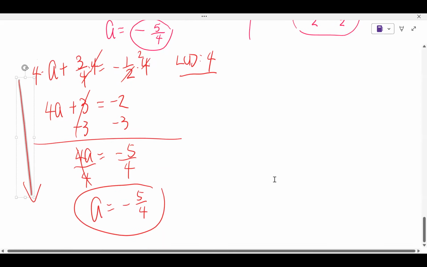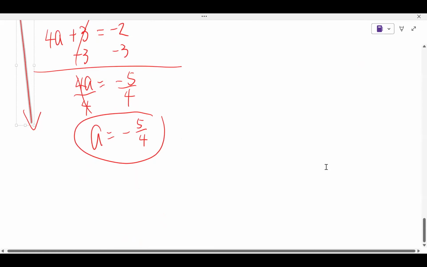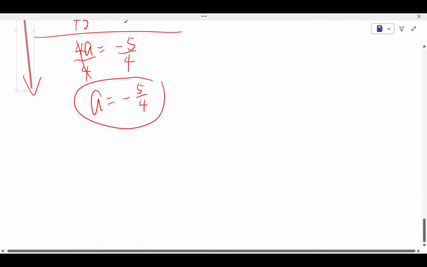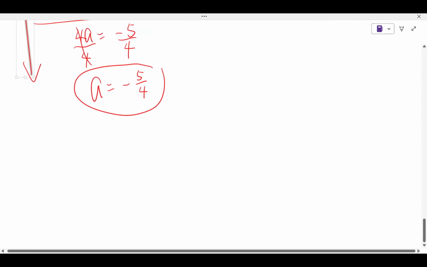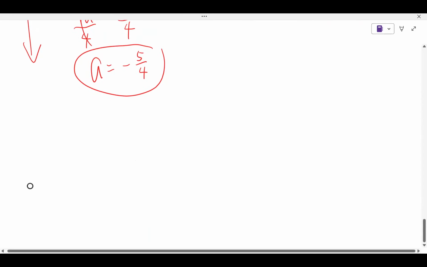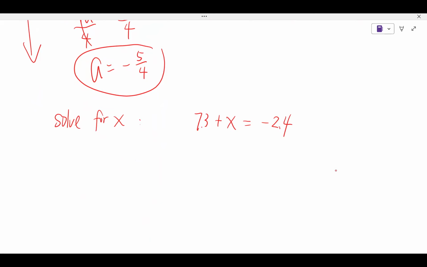All right. And now let's look at a little more sophisticated one. For example, we haven't done anything with the decimal yet, so let's deal with one of the decimal numbers. Let's solve for this decimal. Let's say 7.3 plus x equal to -2.4. So we have a fraction one, whole number, fraction, decimals.